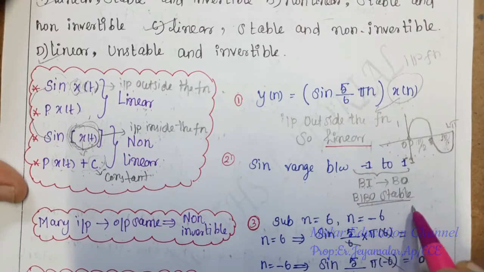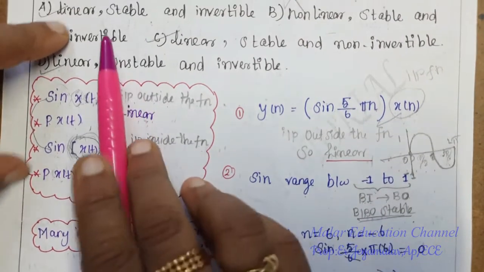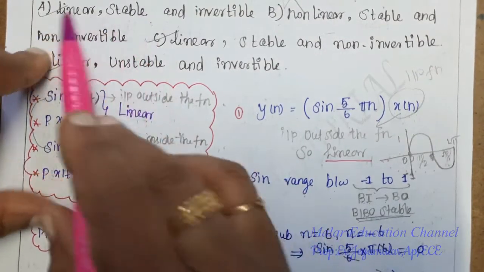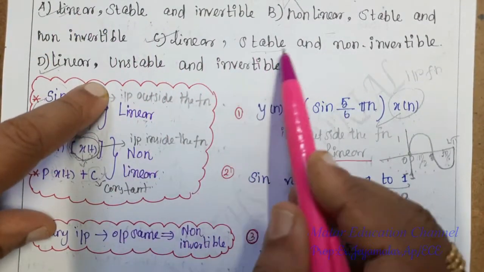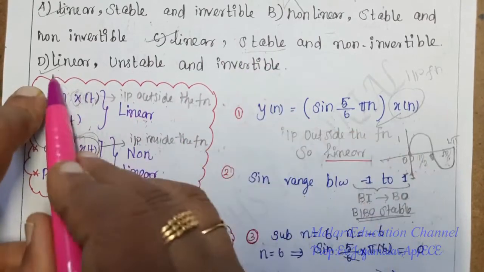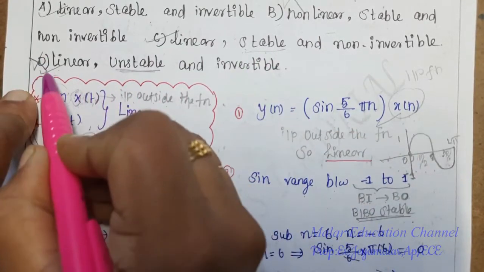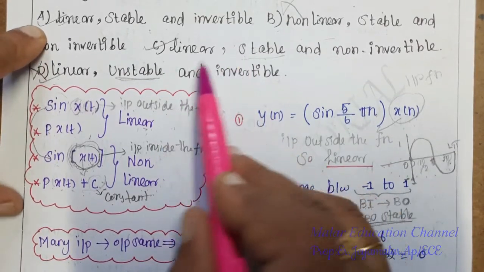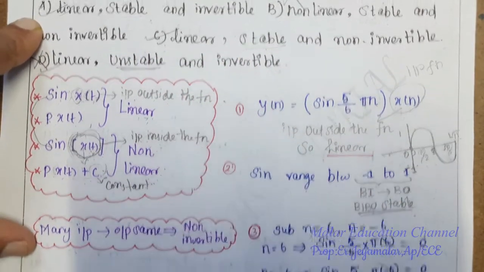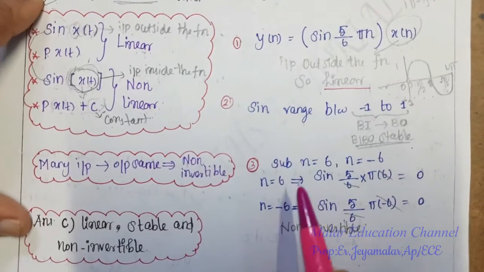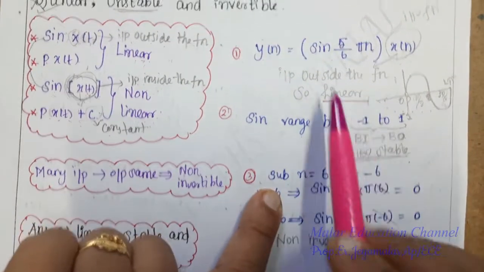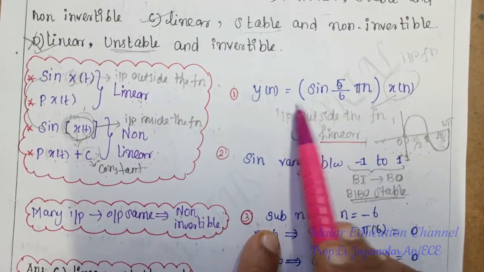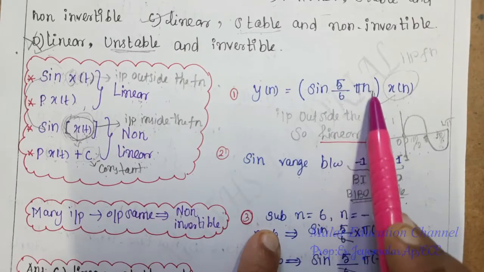So option A is stable. Answer A is okay. Option C is unstable, and option D is unstable, so answer D is wrong. From answers A and C, which one is correct? Let me check. Third one: substitute. The given function is y of n equal to sine of 5 by 6 pi n.